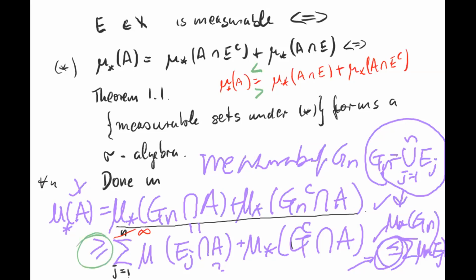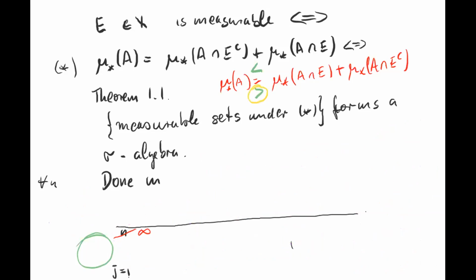Yes, I see it now, Professor. I didn't quite make the link between the argument preceding this inequality. So essentially, in every single case, all we have to show is this direction in this inequality to show measurability.